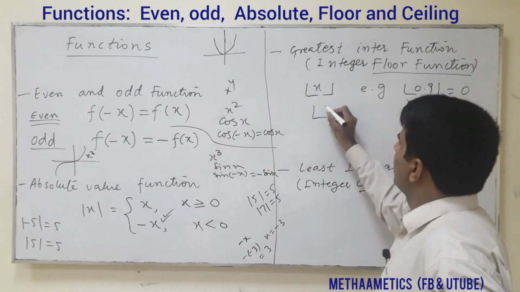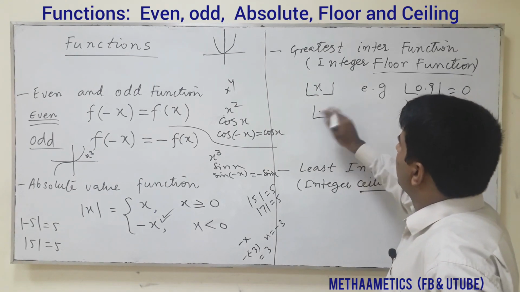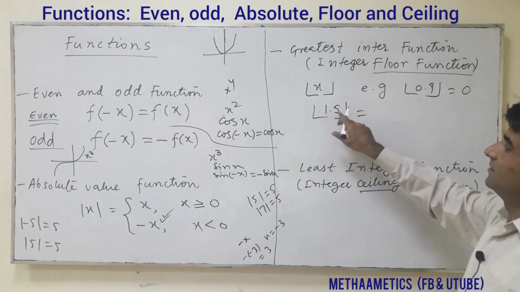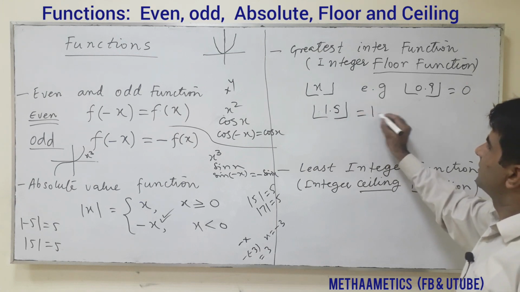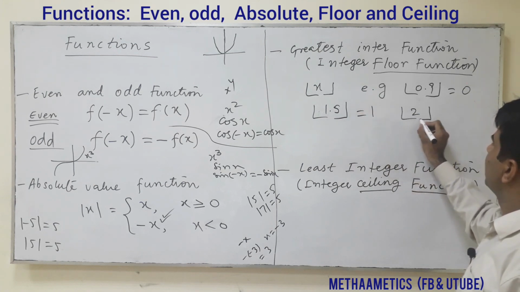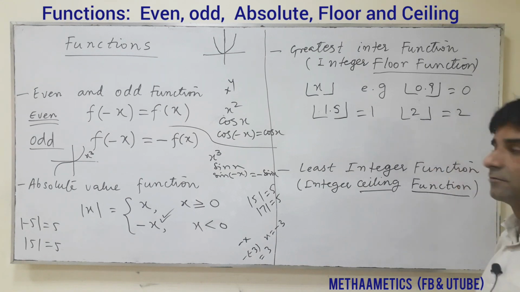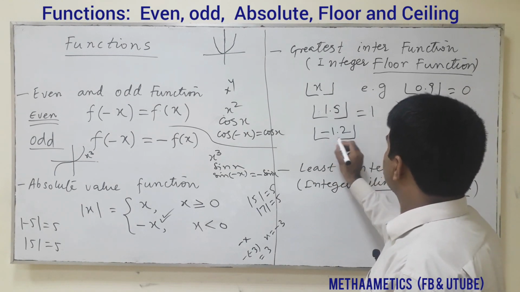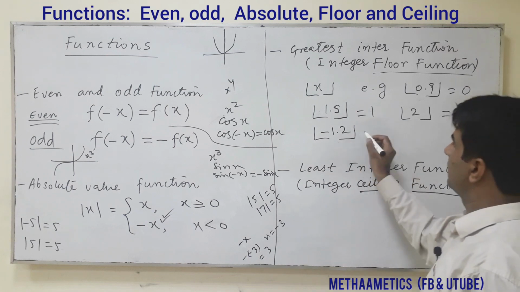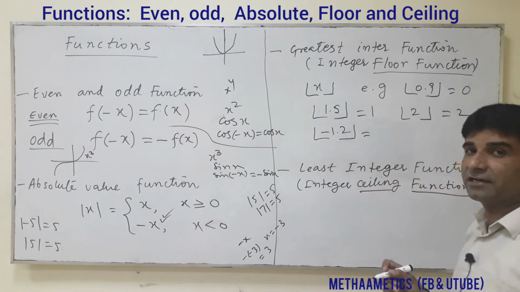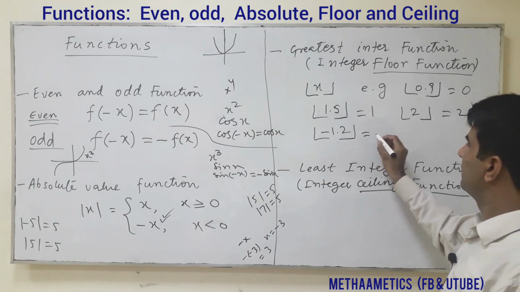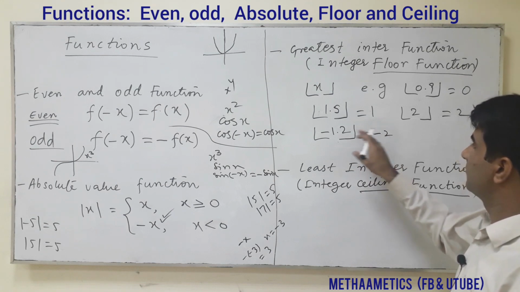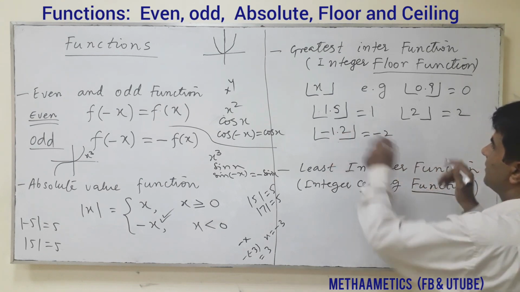Okay, if we put 1.5, we will get the lesser integer. This is not an integer itself, so we get the lesser integer, that's 1. If we put 2 itself, it is an integer, so we get the same integer. Okay, if we put minus 1.2, it is not an integer, so we get an integer less than this, that will be minus 2. If we put minus 1 here, we get minus 1 itself.